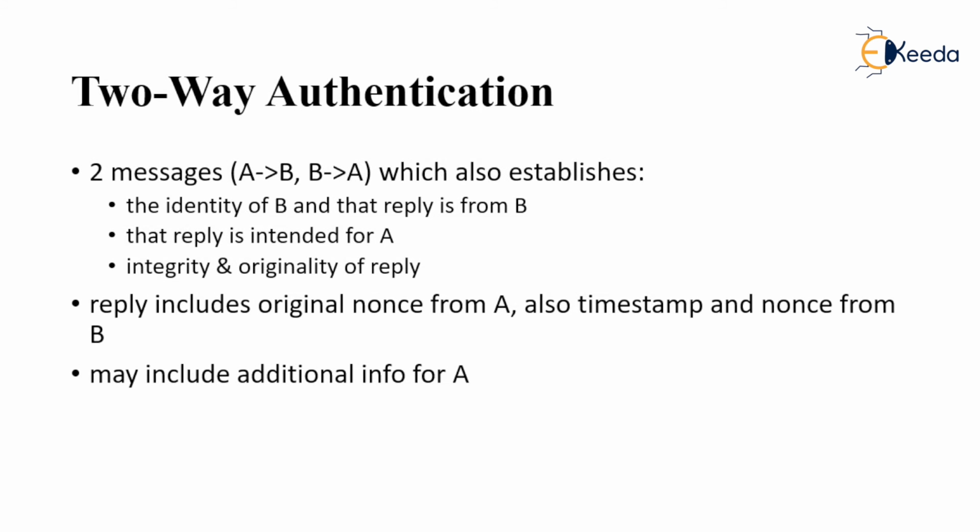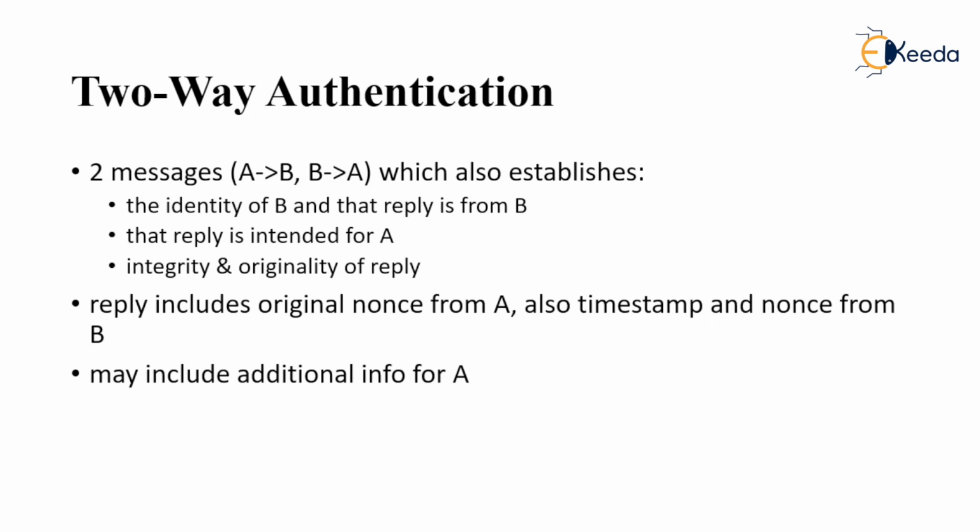Two-way authentication. If both the parties are communicating with each other, then both the parties have to identify each other's identity. Both have to introduce themselves, both have to authenticate themselves. In this case, A will send an intended message for B, sending its identity, and B will also send an intended message for user A, sending its identity.